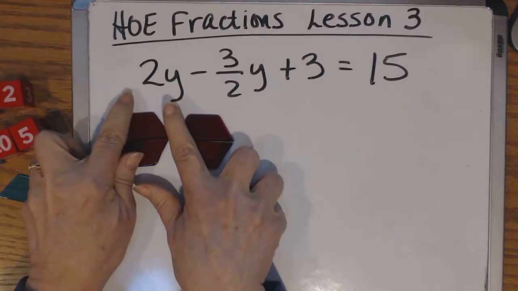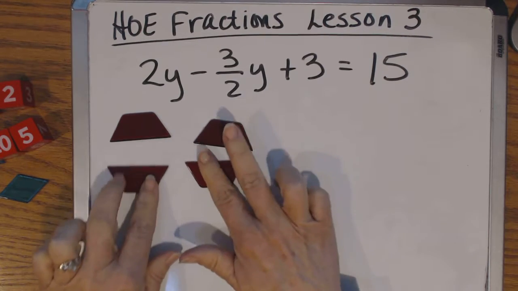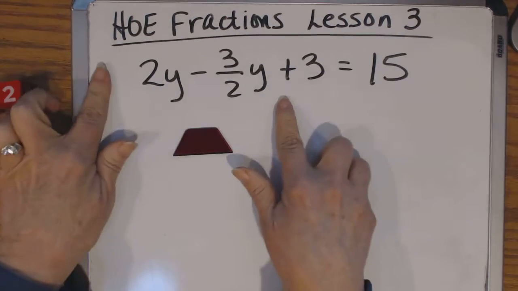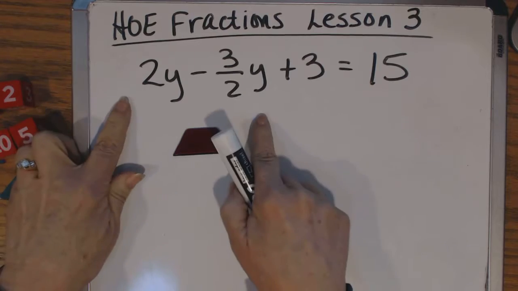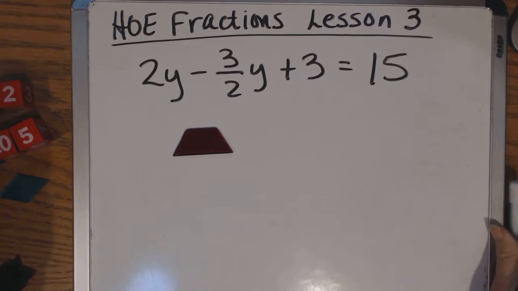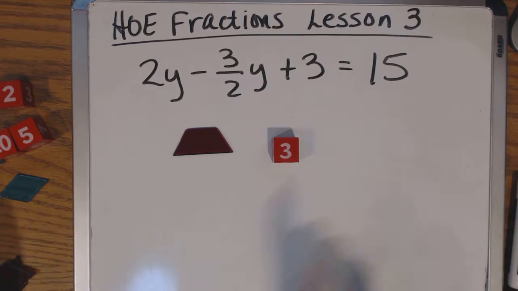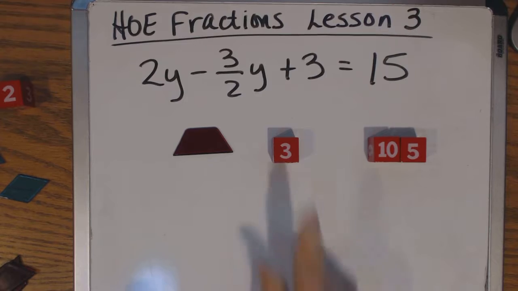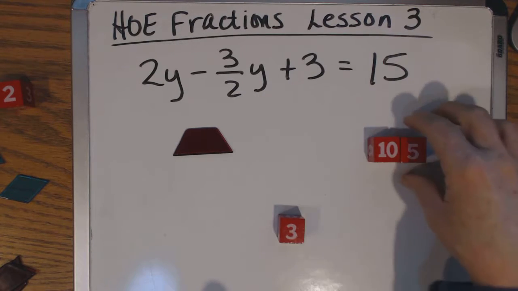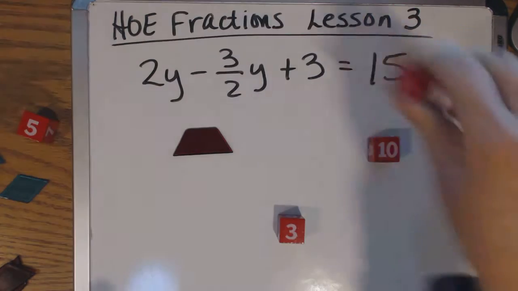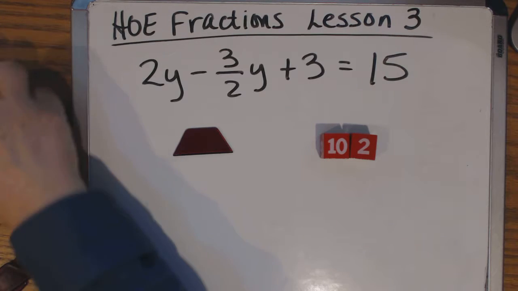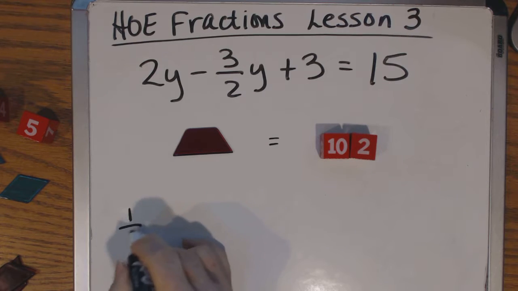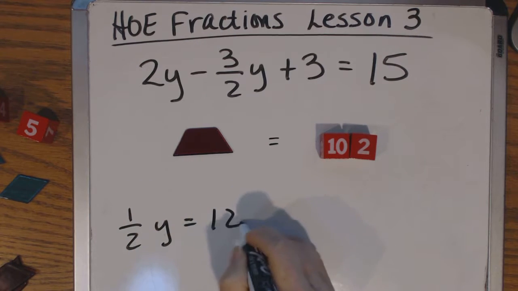So here's my 2y. Then I'm going to subtract 3/2 of y. All right? This is the value that I get from 2y minus 3/2 y. Then I'm going to add a 3, and that is going to equal 15. All right? Again, take away the 3 from both sides, which is going to leave me with 12. Okay, so my 1/2 of y is equal to 12. 1/2 of y equals 12.